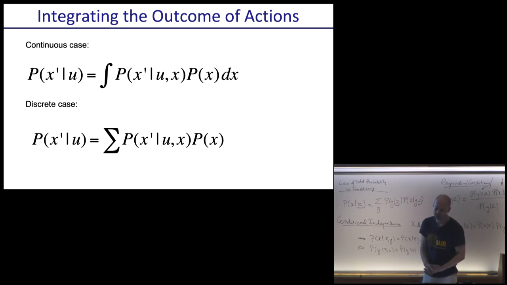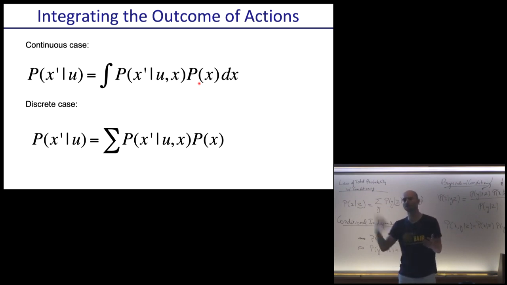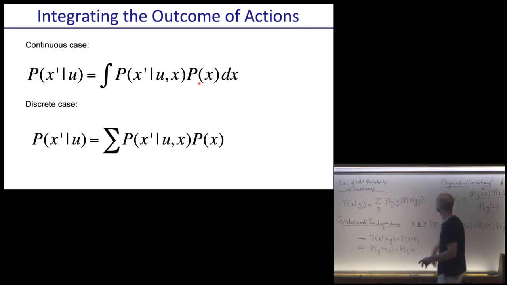Well, this is exactly the law of total probability we're applying here. The conditional distribution for x prime, the next state, given the action u is, well, we have a distribution for the current state. That's what we assume. We assume that we know the distribution for the current state. We'll then multiply in x prime given u and x to get the joint over x prime and x. Once you have the joint over x prime and x, we actually just want x prime, so we sum out or integrate out x to just get the thing for x prime. That's exactly what's happening over here. Law of total probability with some conditioning.